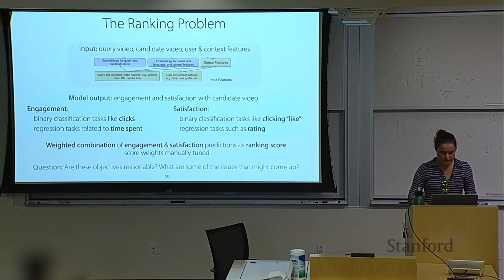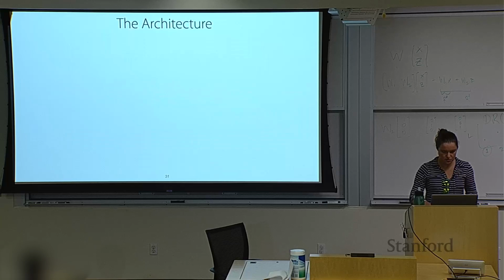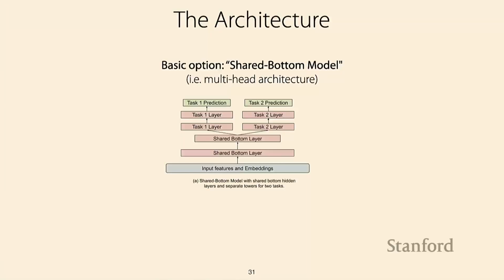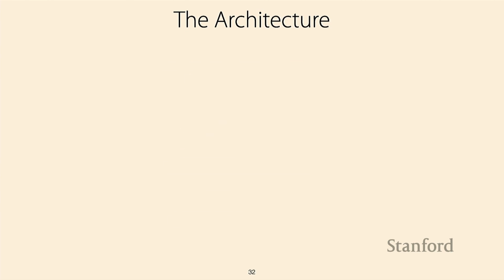Cool. For the sake of time, let's go into how they actually do this. The basic option, which is really the baseline, is a multi-head architecture where they pass the input features into a shared bottom layer, and then have task-specific heads that predict different engagement and satisfaction measures. They found that this can harm learning when the correlation between tasks is low. They try to improve upon this architecture by allowing the model to share a little bit less between the tasks.